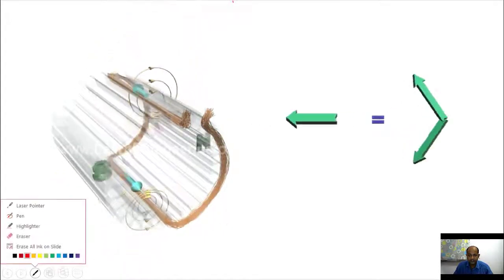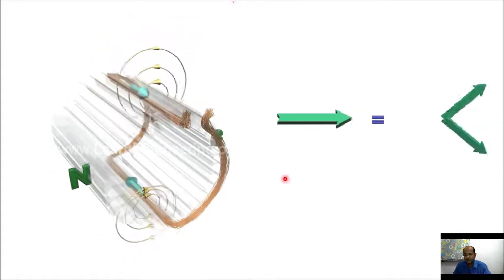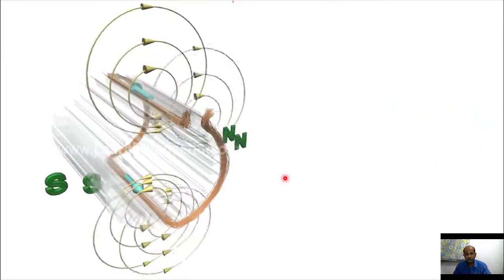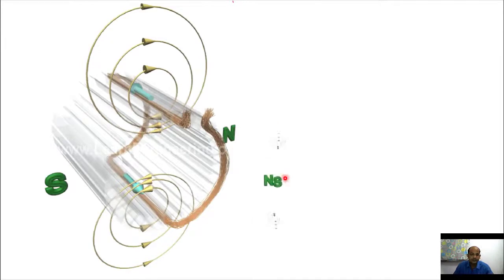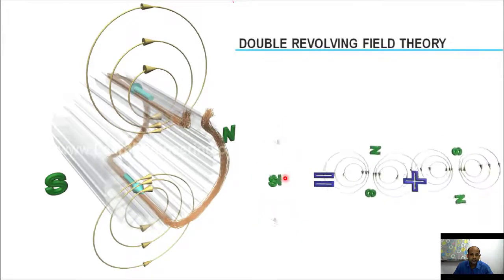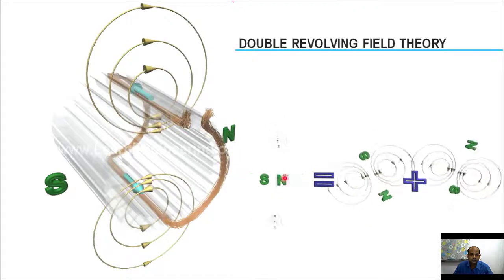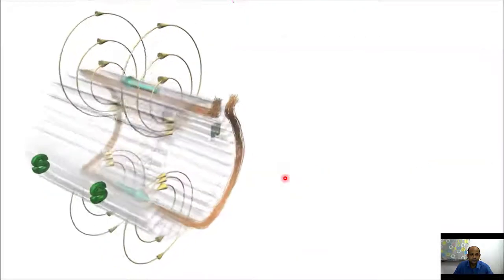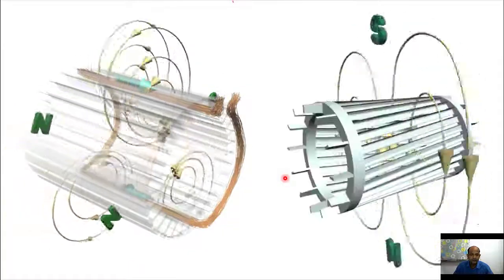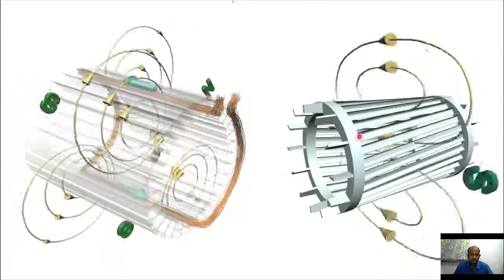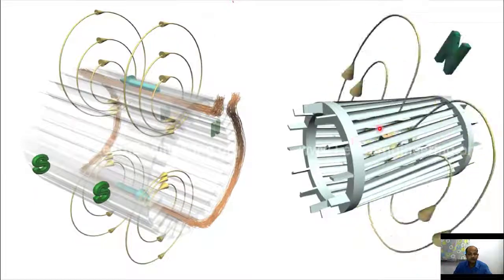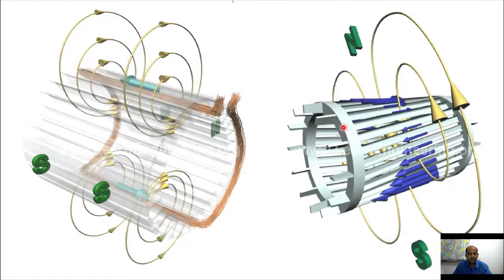So this is the double field revolving theory. And now this transformer action is happening, and inside the rotor a field is produced and a current is produced due to the transformer action, and Lorentz force comes into the picture, and two opposite and equal forces are produced.